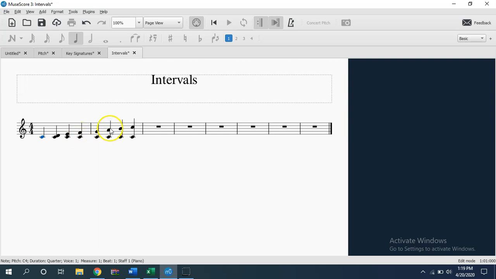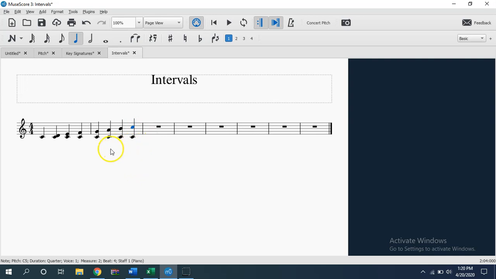C to A, major sixth. C to B, major seventh. C to C is called an octave. We talked about that. Same pitch, just different register, higher and lower than each other.